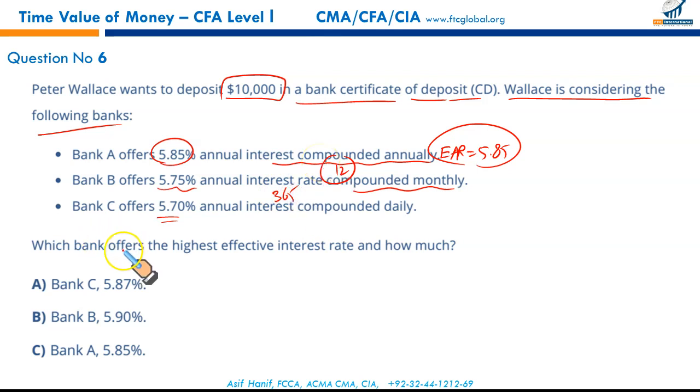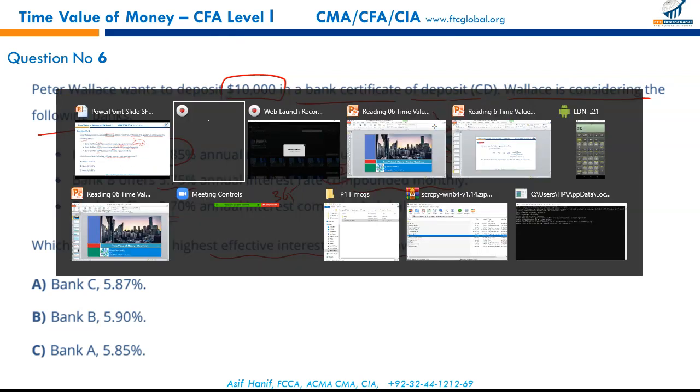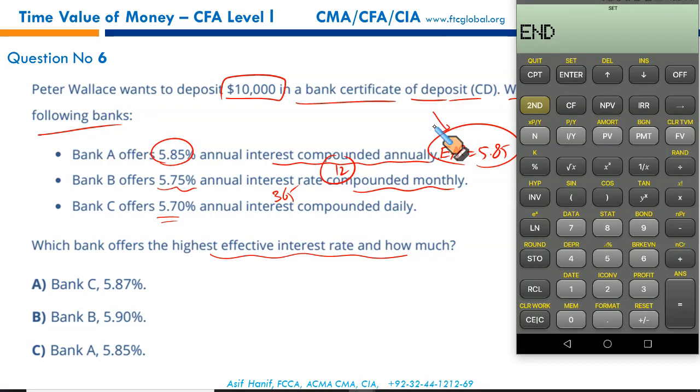The question says, which bank offers the highest effective interest rate? So we don't need to calculate for Bank A, it's already there. For Bank B and C, we'll do it. Effective interest rate can be calculated using your calculators.